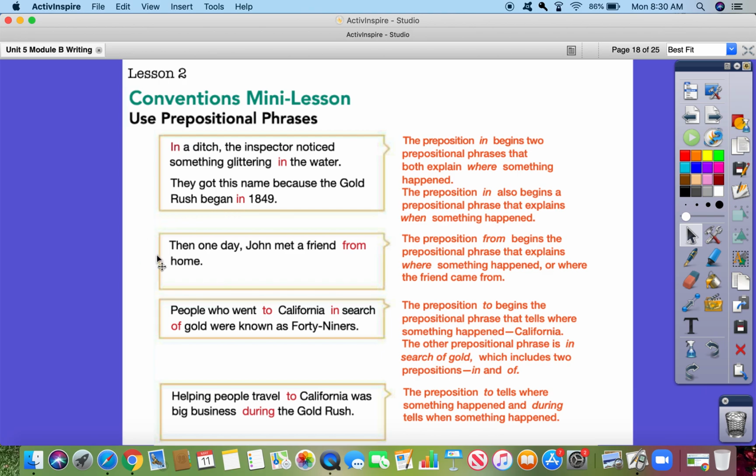Then one day, John met a friend from home. The preposition from begins a prepositional phrase that explains where something happened, or where the friend came from. People who went to California in search of gold were known as 49ers. The preposition to begins the prepositional phrase that tells where something happened, California. The other prepositional phrase is in search of gold, which includes two prepositions, in and of. Helping people travel to California was big business during the gold rush. The preposition to tells where something happened, and during tells when something happened.